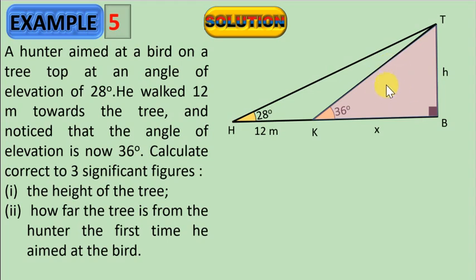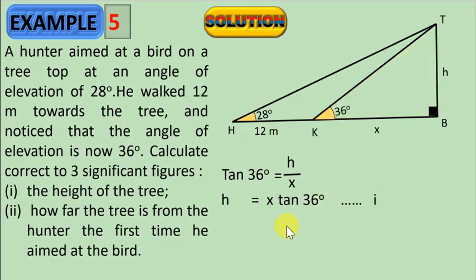Using this highlighted triangle, we can write an equation that connects x and h. So we are going to have tan 36 will give me the height h divided by the horizontal distance, which is x. So now that means h will give me x times tan 36 degrees. That's equation 1.